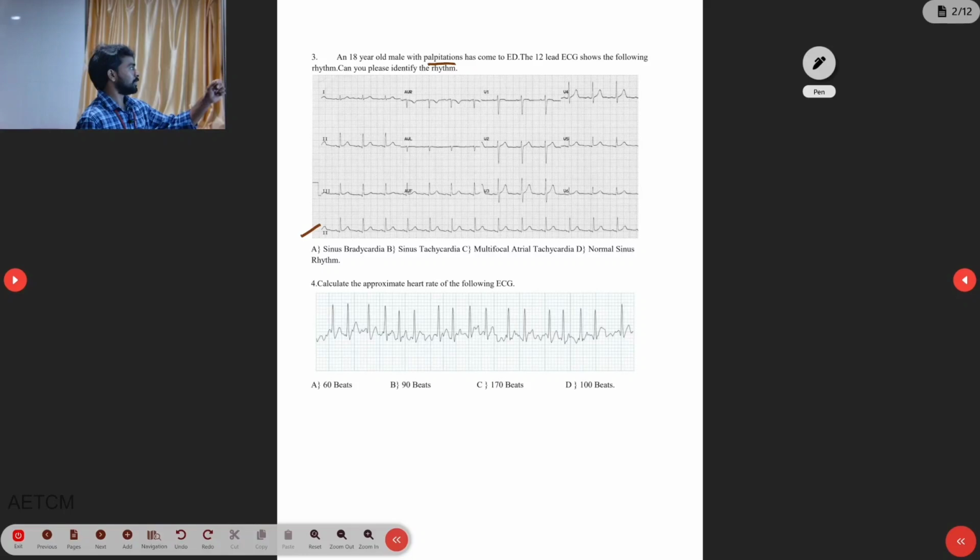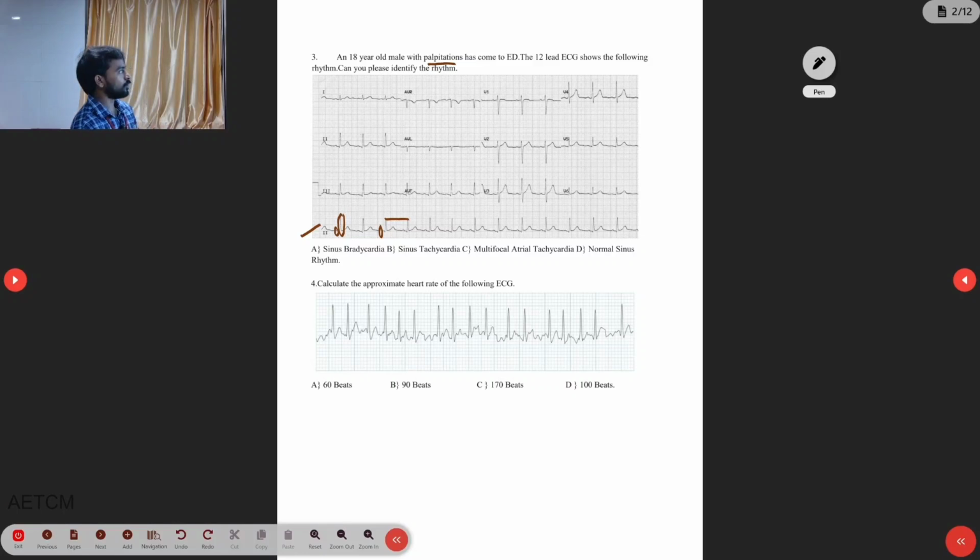So if you see in this rhythm strip, here we have a normal P wave, a normal PR interval, and QRS complex is also normal, and every P wave is followed by a QRS complex. Here if you count the distance between two R waves, it is same. So it is normal sinus rhythm.